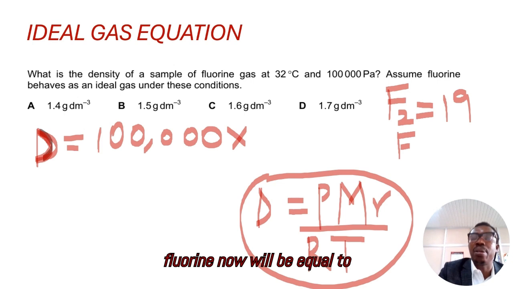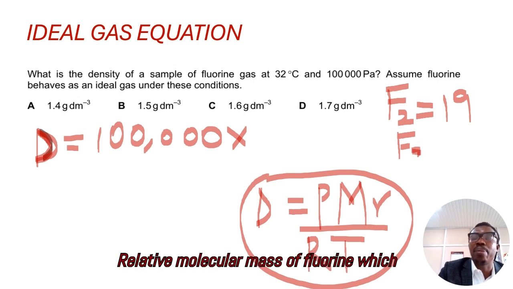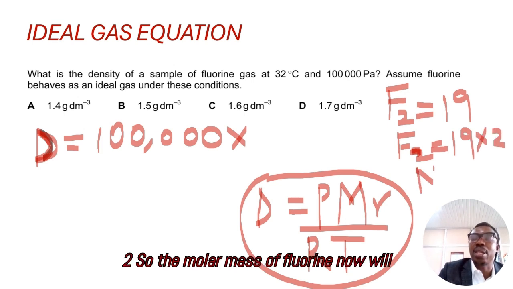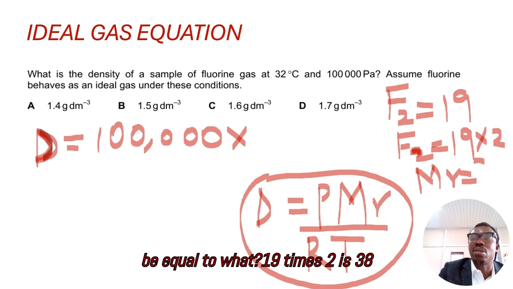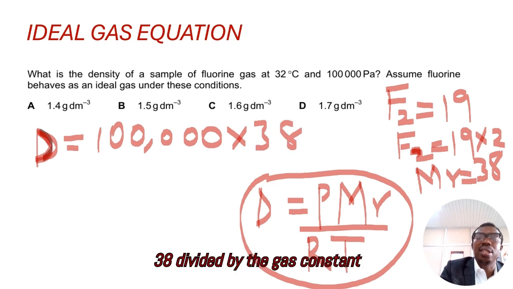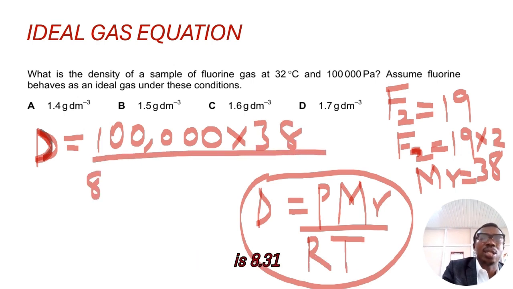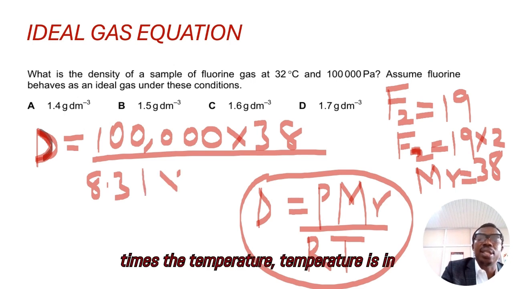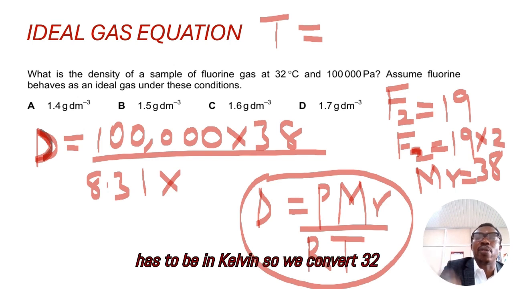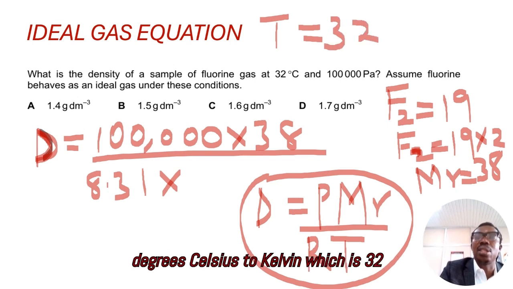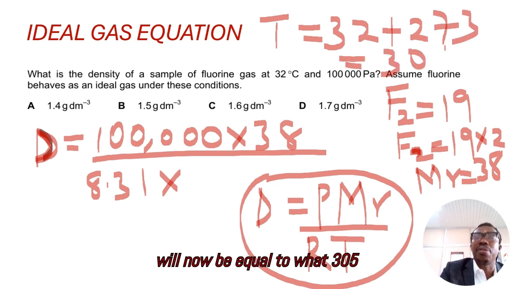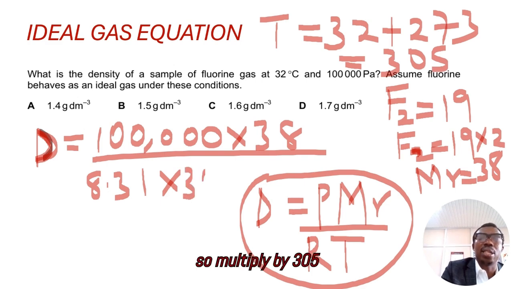So the molar mass of fluorine will be equal to the relative molecular mass of fluorine, which is 19 times 2. 19 times 2 is 38. So 38 divided by the gas constant, 8.31, times the temperature. Temperature has to be in Kelvin, so we convert 32 degrees Celsius to Kelvin, which is 32 plus 273, equal to 305. So multiply by 305.